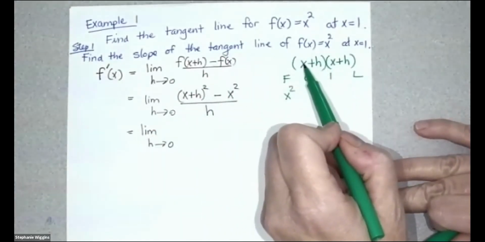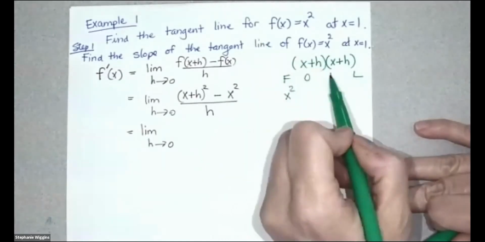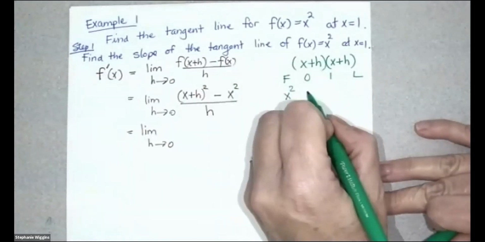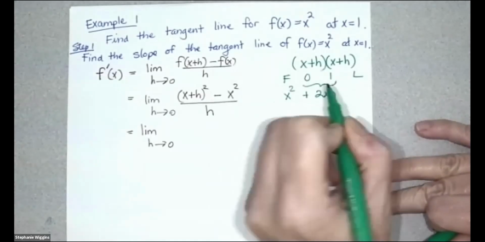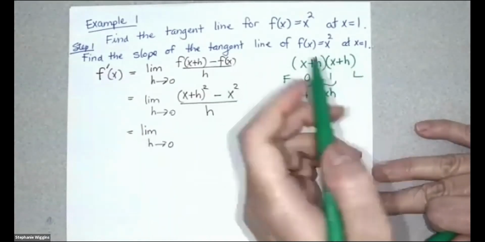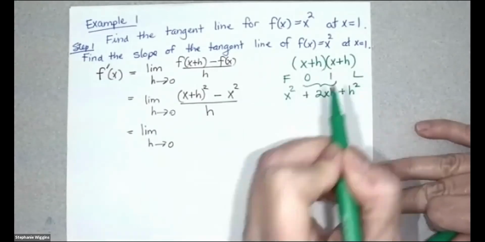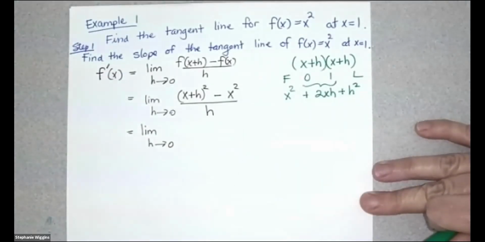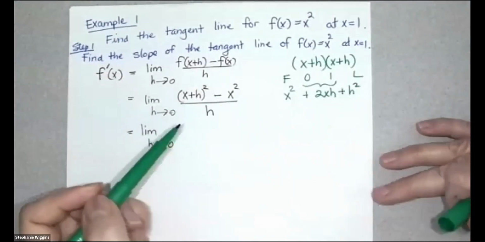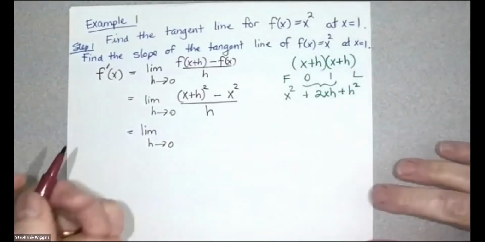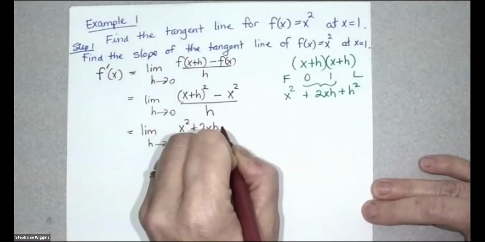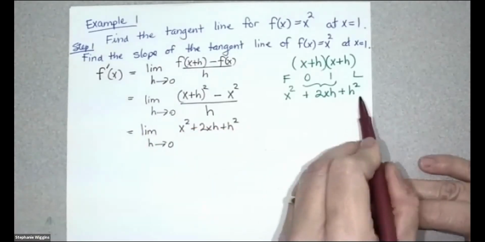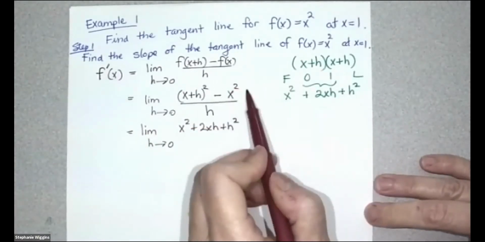Then the outside is x times h. The inside is x times h. So that's going to be combined to be 2xh. And the last is h times h, or h squared. So this is going to go right here. And then I'm going to subtract off my x squared.